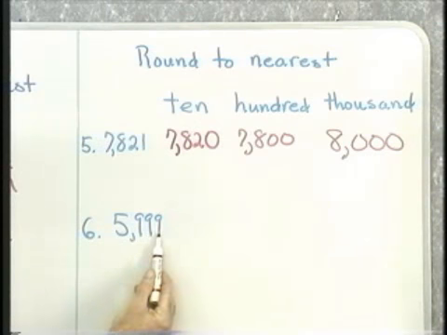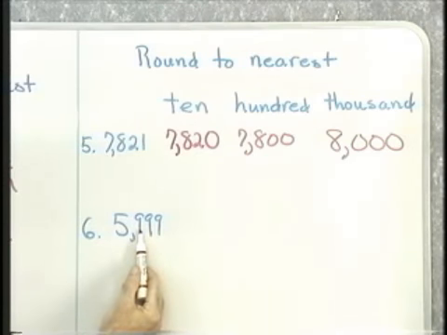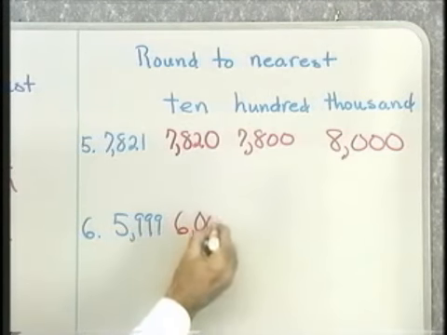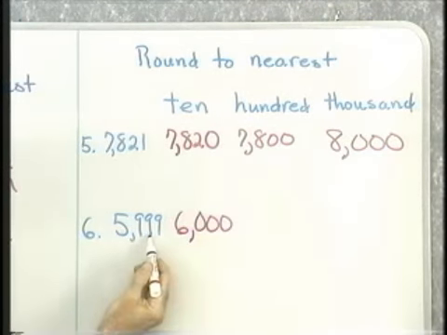When I round to the nearest 10, okay, that's the tens digit right there. I go to its right. That 9 is bigger than 5. I replace it with a 0, and I add 1 to this digit. That makes this a 10. Carry the 1. That makes 9 plus 1 is 10. Carry the 1, I get 6. So 6,000 when I round to the nearest 10.